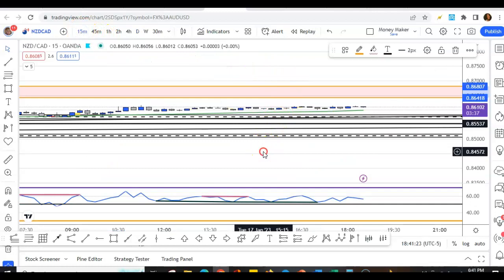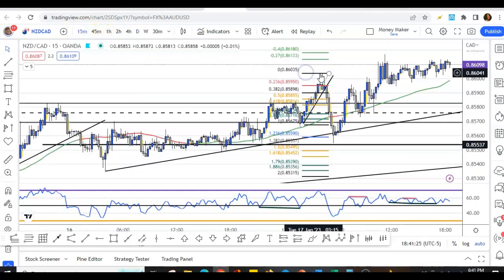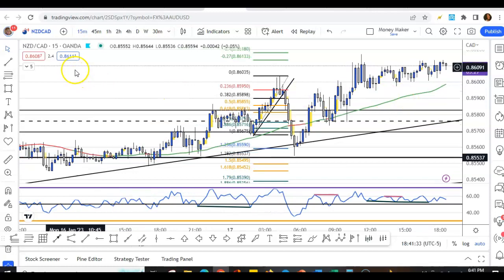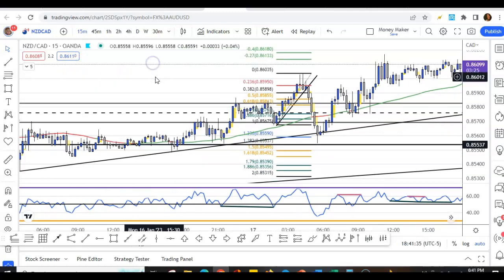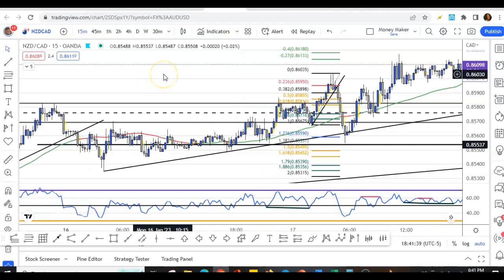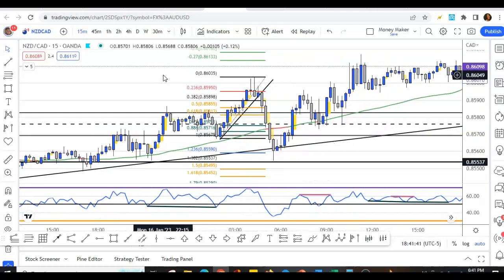But other than that, this is pretty much a recap of my NZDCAD trade. At this point, because there's so much momentum, obviously this is above the 50, I'm going to be looking for buys only. But I just wanted to show you how I look at my trades, how I go back and kind of learn from my mistakes to get better.